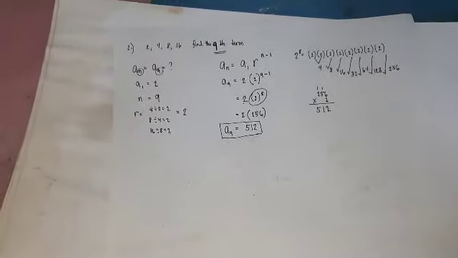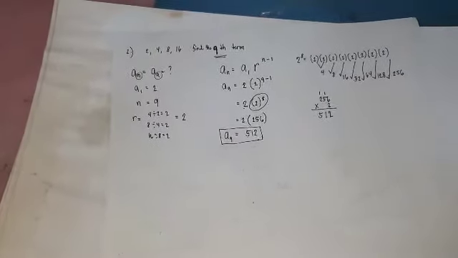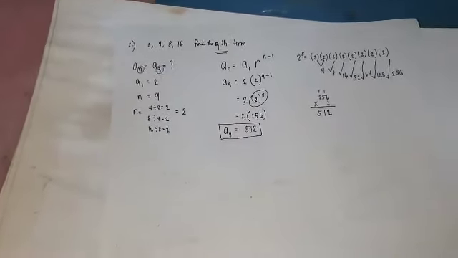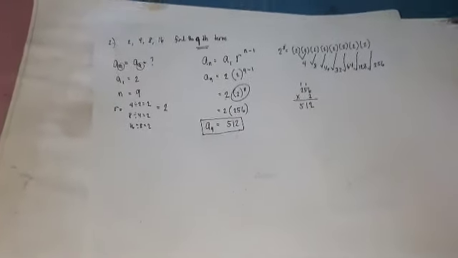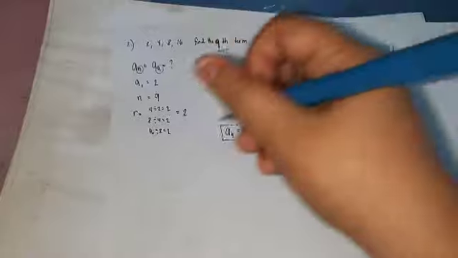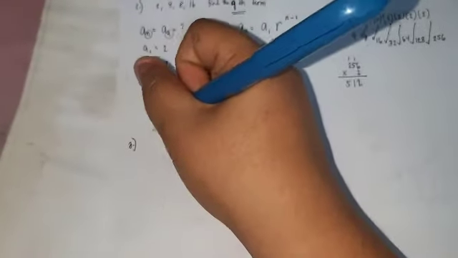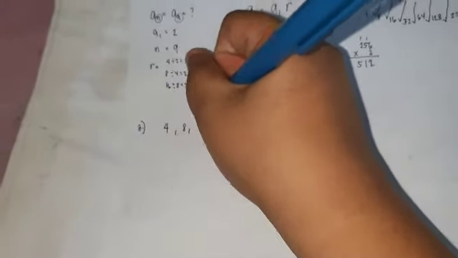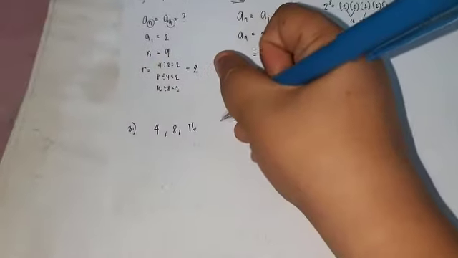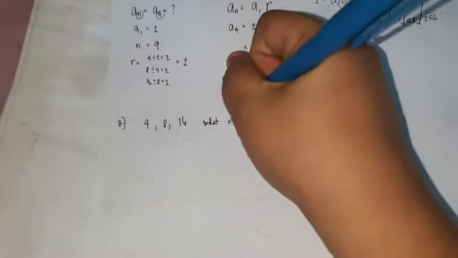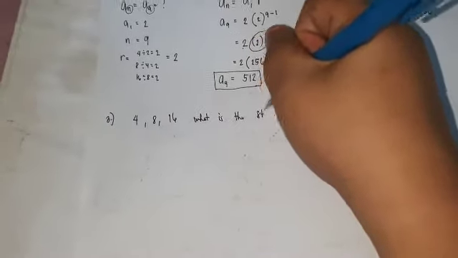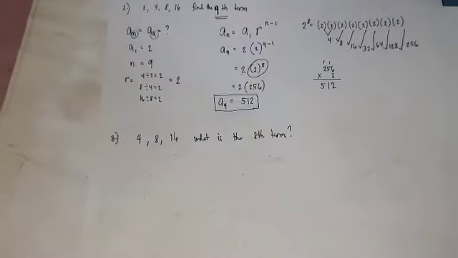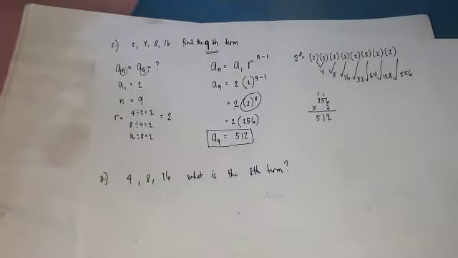So any questions, clarifications, hope that you can follow and solve on your own. So for your assignment, for your seat work, or for your activity, you try to answer number 3 on your notebook or on your piece of paper. So let's have your 4, 8, and 16. What will be your, or what is the 8th term? You try to solve this on your paper or on your notebook. So you do it now.